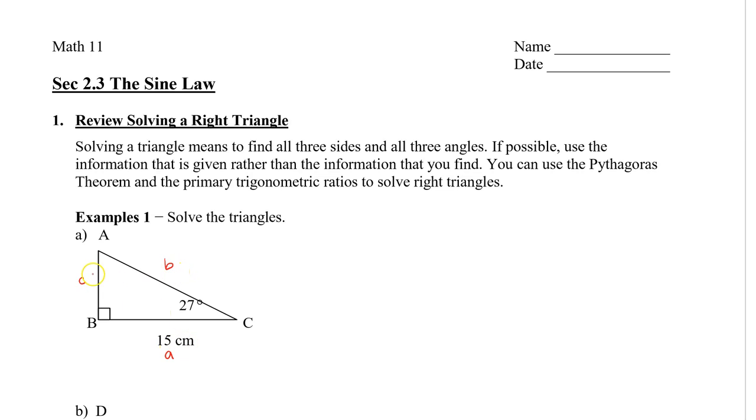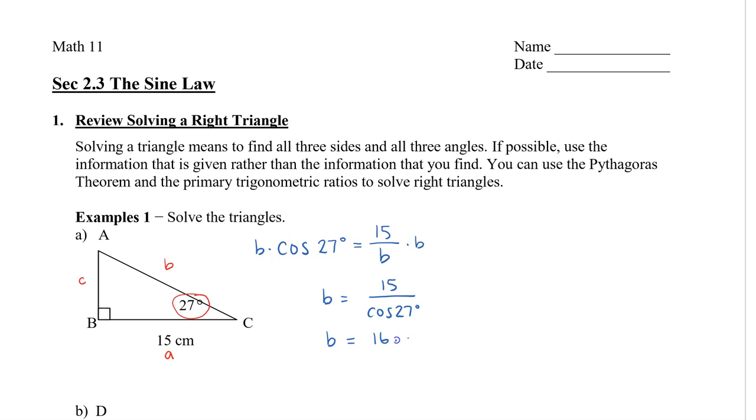Now we can't use Pythagoras because we don't know what c is, but we can use trigonometry. So I have the angle 27 degrees, and I know that the adjacent side is 15, and I'm going to look for the hypotenuse. So in order to do this, we're going to use the cosine function. Cos of the angle, 27 degrees, is equal to our adjacent side, which is 15, divided by the hypotenuse side, which is b. So we're going to multiply both sides by b, and then divide by cos 27 degrees, so b equals 15 divided by cos 27 degrees, and you can type that into your calculator.